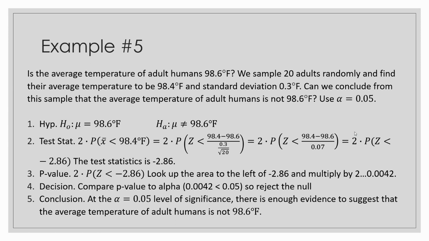And our conclusion then is at the alpha is 0.05 level of significance, there is enough evidence to suggest that the average temperature of adult humans is not 98.6 degrees Fahrenheit.